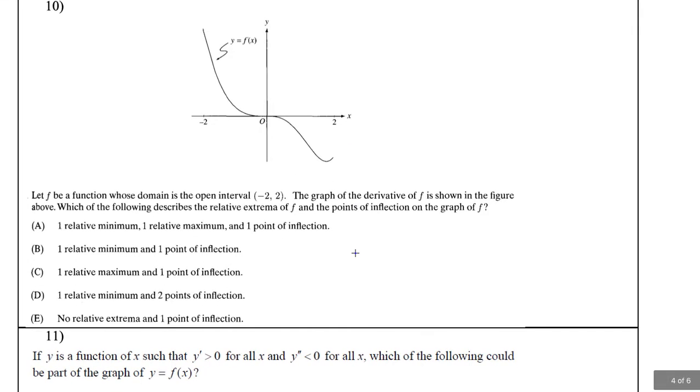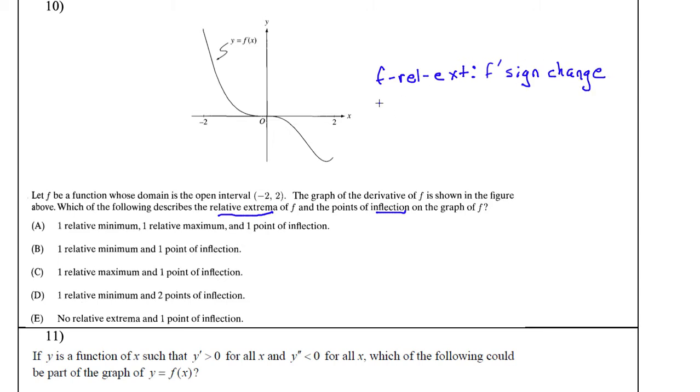On to number 10. All right, so we have this function. It's defined between -2 and 2, not including the endpoints, so don't think about those. We're trying to find the following that describe the relative extrema of f and the inflection points on f. So I need to give both of those definitions. So what is an f relative extrema? You should be thinking about this before I write it down. A relative extrema is where f prime has a sign change.